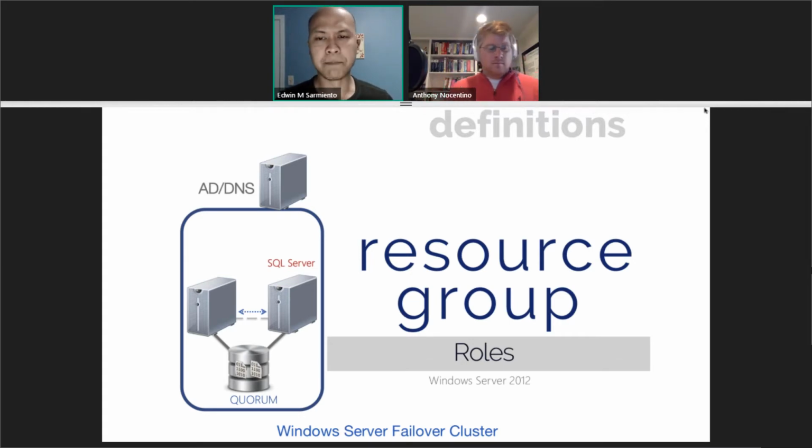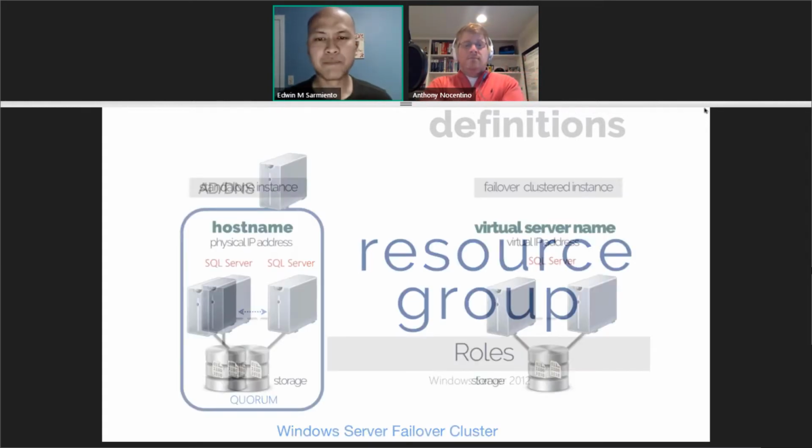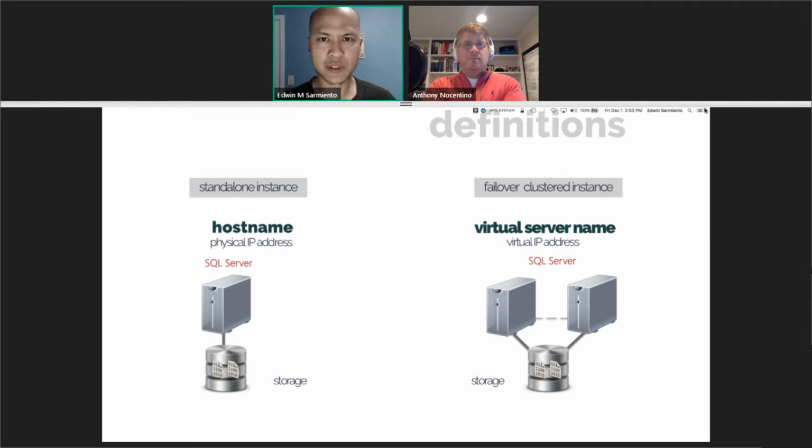And when we start looking at clustered resources in a failover cluster, let me just draw some parallels between a standalone instance and a failover clustered instance. So you'll see on the left is your typical standalone instance where you have a host name, which of course, if it's a default instance, ends up becoming the instance name for the SQL Server instance.